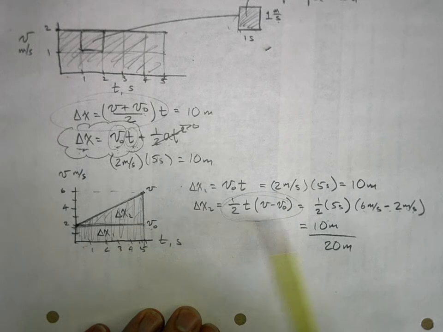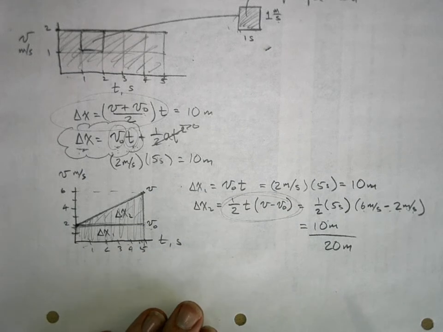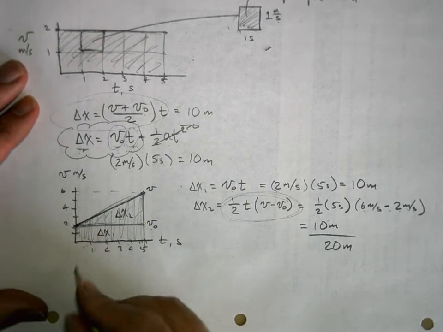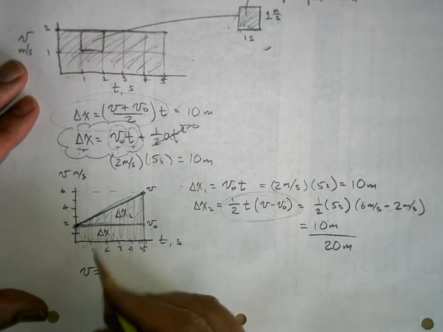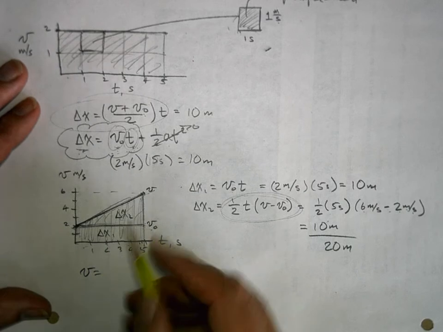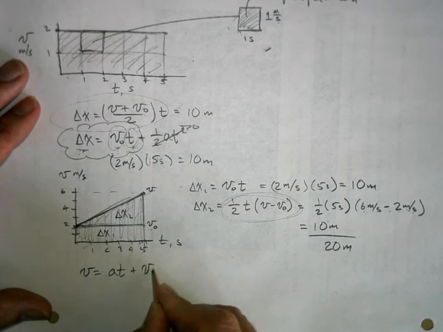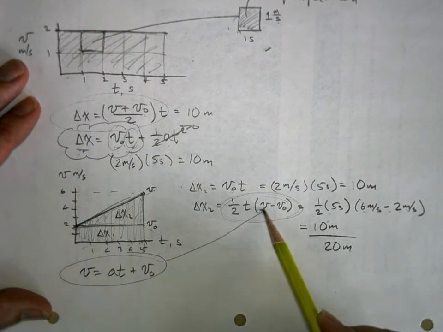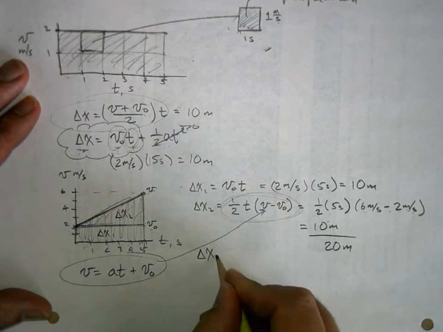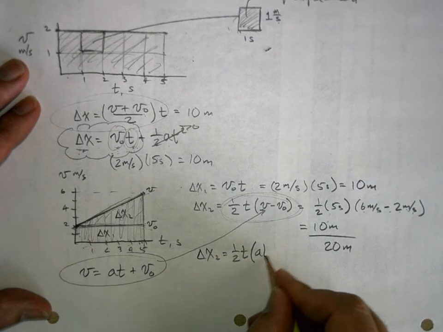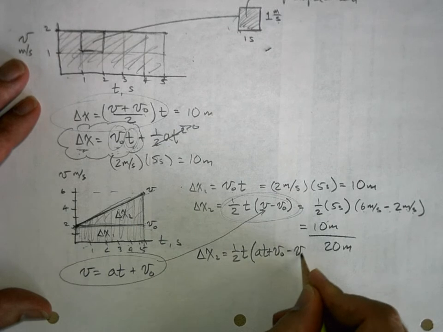But I want to look at this a little bit. I want to massage this. I want to show you something kind of clever. This is a straight line equation, right? I mean, we can say v equals the slope, which is the acceleration, times time plus v naught. So what I'm going to do is substitute this in here, and I'm going to say delta x2 is equal to 1/2 of t times at plus v naught minus v naught.